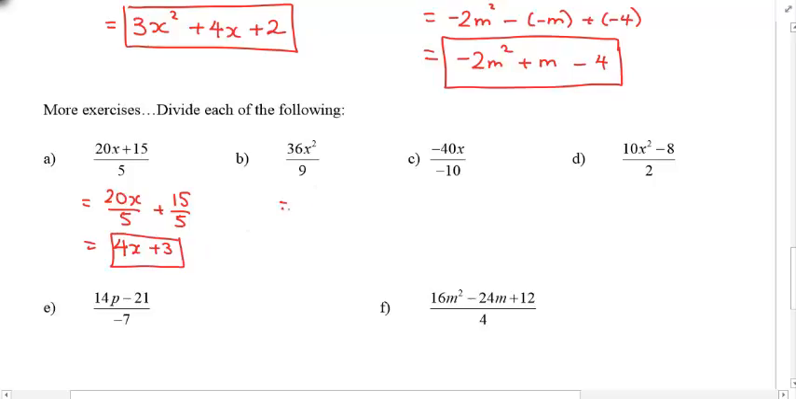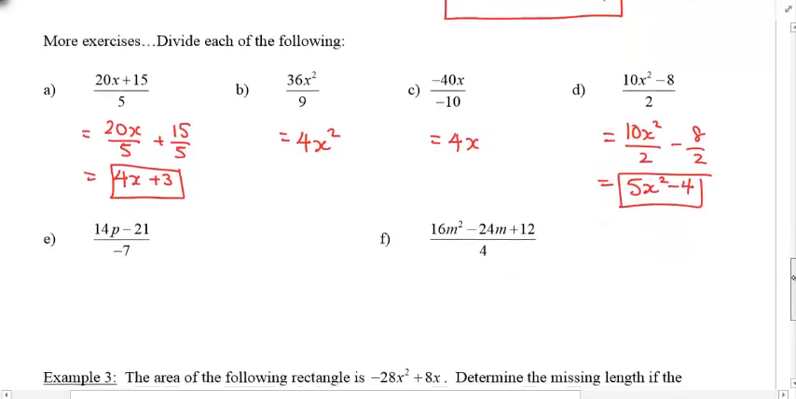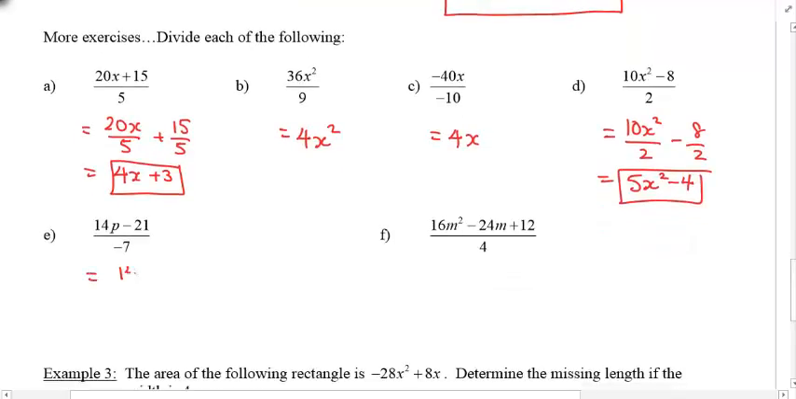Only one term here, so guess what? Just simplify. 36 divided by 9 is 4. 4x squared, we're done. Same thing here, just one term. Negative 40 divided by negative 10, that's 4. 4x, we're done. Split this one up. Negatives, but don't freak out. Same idea.